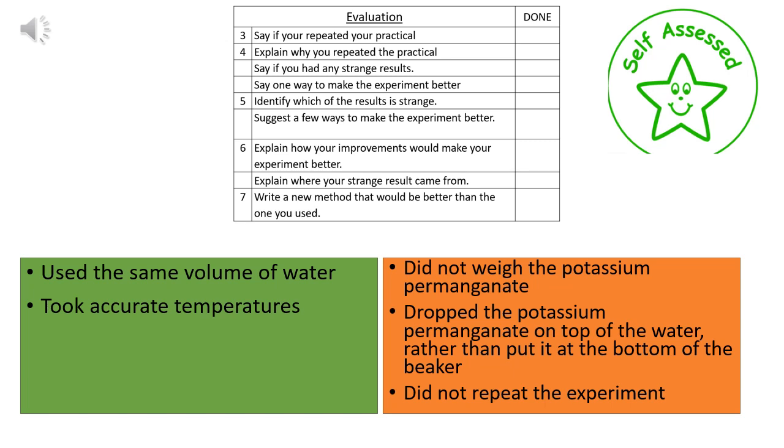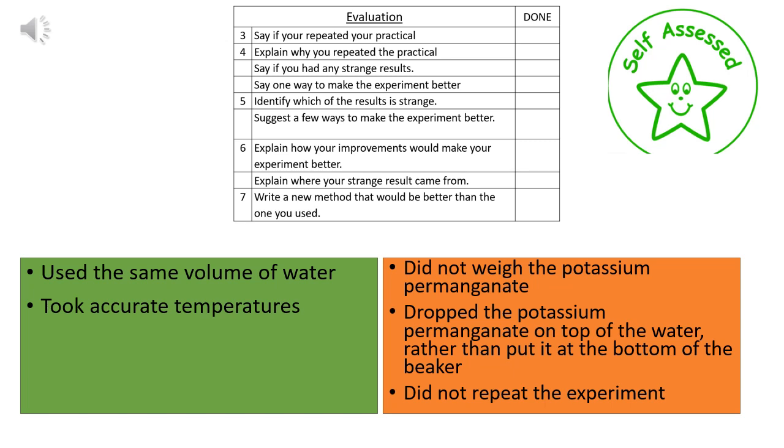However, what could and should be improved for next time is I didn't weigh the potassium permanganate. I took half a spatula, but that's not a very accurate measurement. Next time I should use a balance and weigh out the crystals. Also, I dropped the potassium permanganate on top of the water rather than putting it at the bottom of the beaker. That means that some of it was diffusing down from the top and some of it sank right down and was diffusing up from the bottom, so not very accurate. It would be better, perhaps, if we could somehow put it at the bottom of the beaker, maybe by using a straw or a funnel.